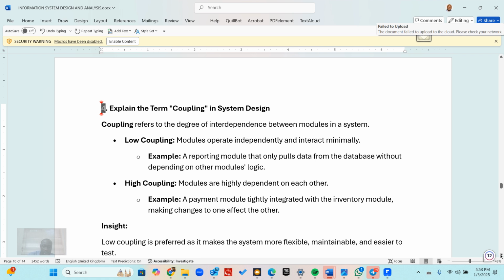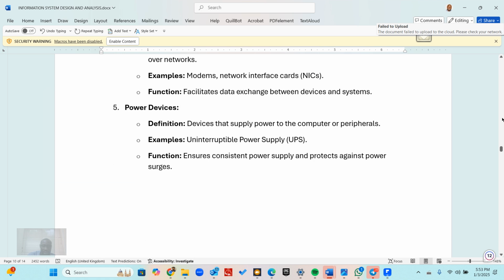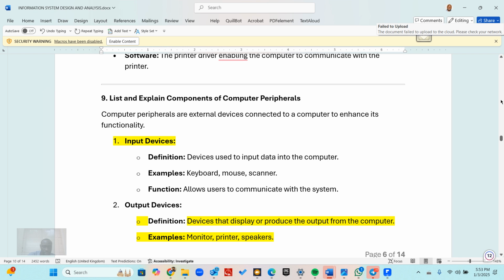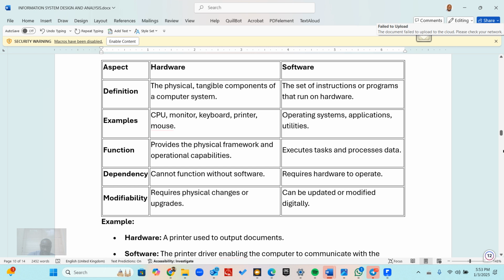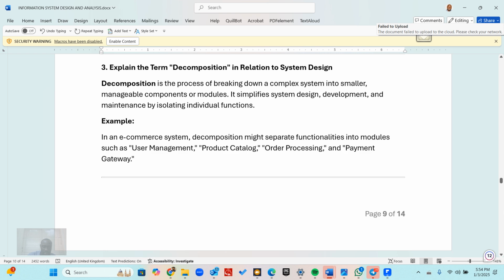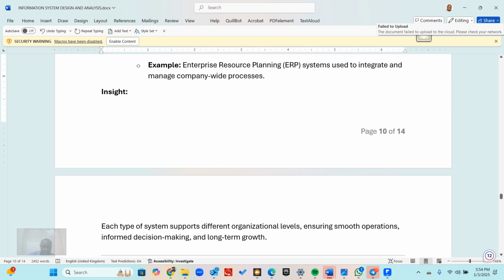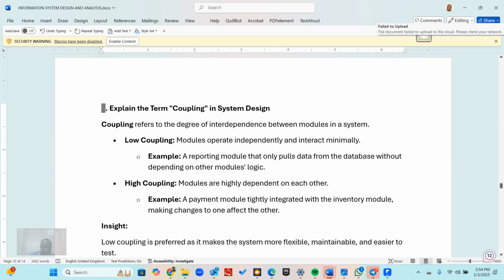The term coupling in system design. Is it similar to what we described earlier? The one earlier was cohesion, and this one is coupling. So let's take note. Let me see it again and get a small definition for it. A more operative definition: it refers to the degree of interdependence between modules in the system. The keyword here is degree of interdependence between modules in the system.